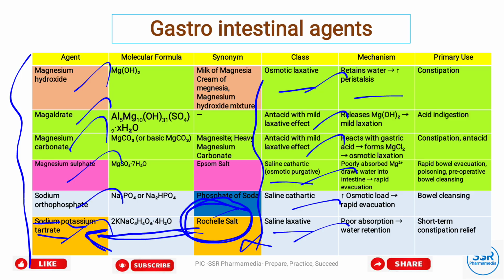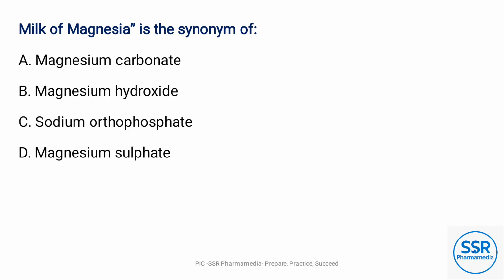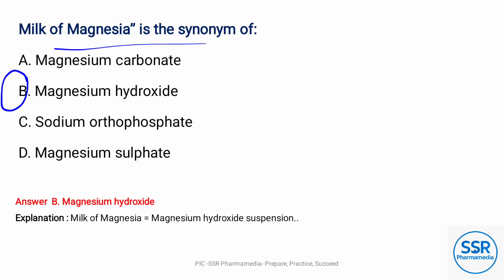Osmotic and saline cathartics both work on the same principle, increasing water content in the intestine, thereby increasing peristalsis. Saline cathartics also increase the osmotic load of the intestine, so rapid evacuation of the bowel takes place, thereby bowel cleansing. Milk of magnesia is the synonym of option B, magnesium hydroxide. It's a very important question.